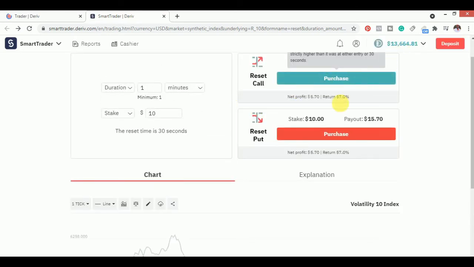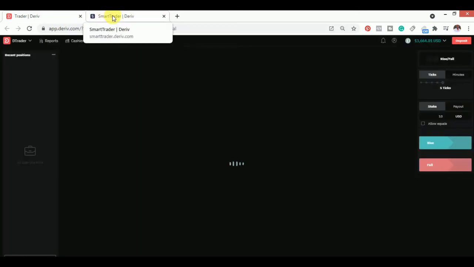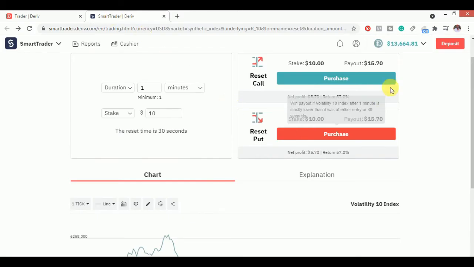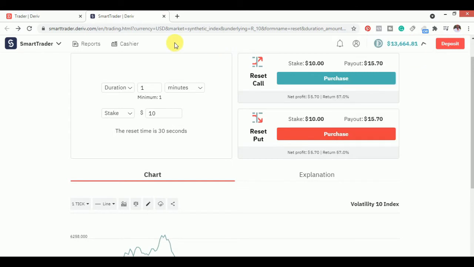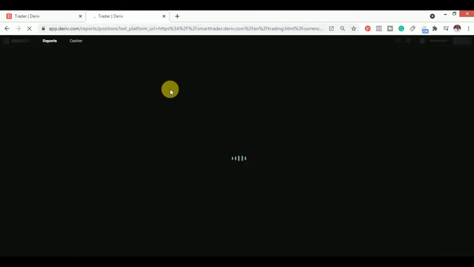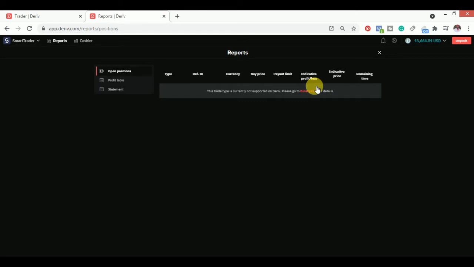Now after placing the trade, let's view. Well, I don't know why that refreshed. It's like the entire browser refreshed. I think it's from the system. Now the only way one can go back to that trade right now is to go to report, then click on position. Now you can see the position here, click on the trade.